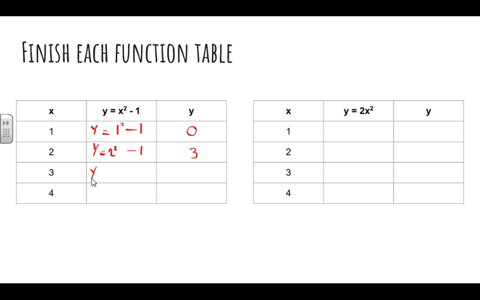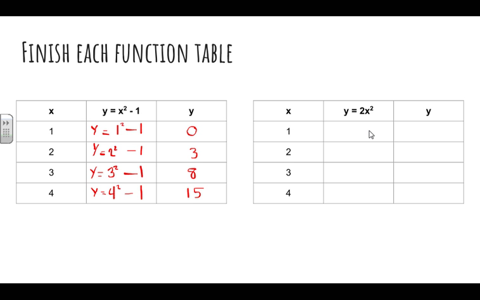If x was 3, our function would look like y equals 3 squared minus 1. 3 squared is 9. 9 minus 1 is 8. And if our x is 4, our function would look like y equals 4 squared minus 1. 4 squared is 16. 16 minus 1 is 15. Pretty straightforward, right?